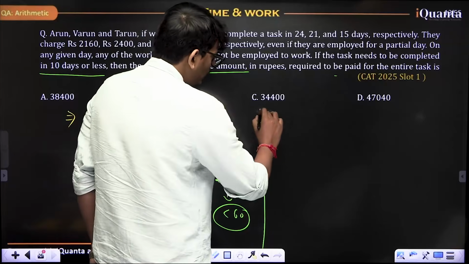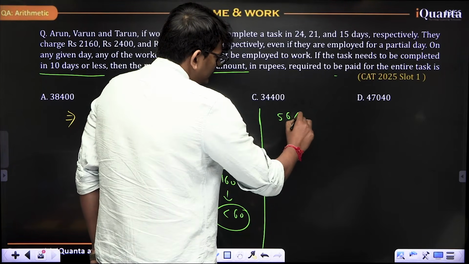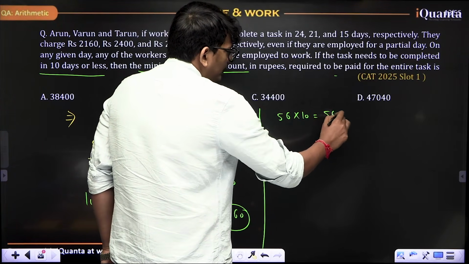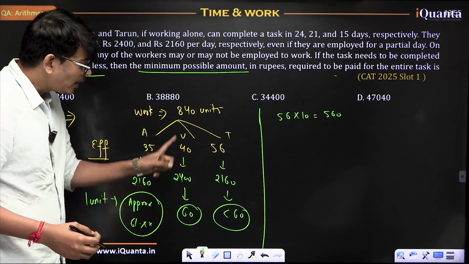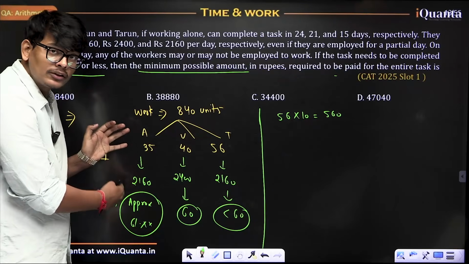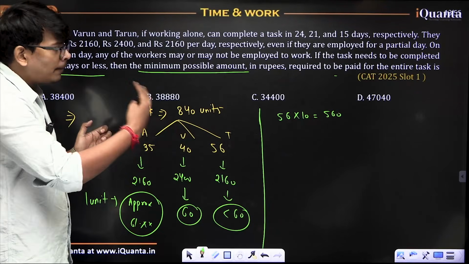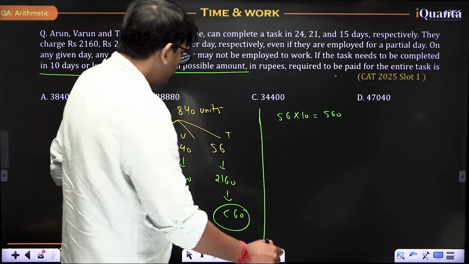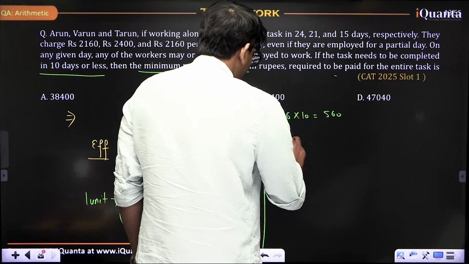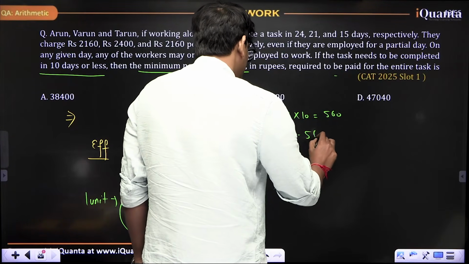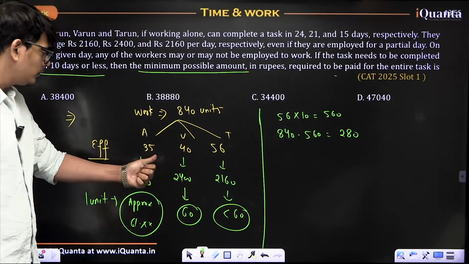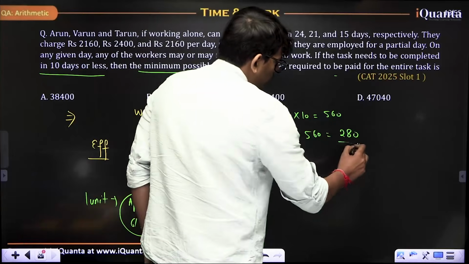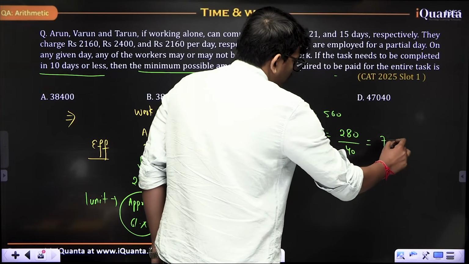So when Tarun works, 56 into 10, 560 units are completed. Now I'm left with some work that will be done by Varun, because I cannot use this one, because if I use this, my amount will increase. So let's use Varun. 840 minus 560, that is 280. And efficiency of Varun is 40. So Varun will be working for 7 days.